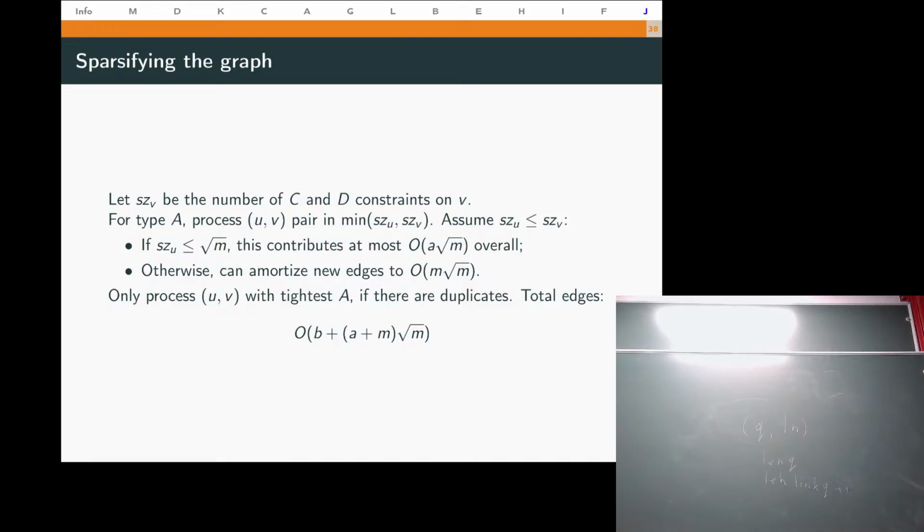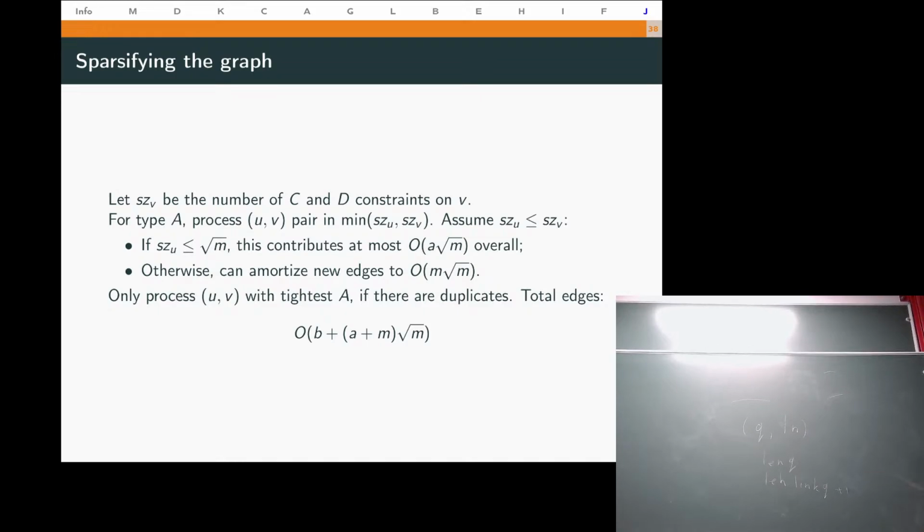So let's say that the sizes are defined for each vertex, and then we will always process the pairs in the side that is the minimum of them. So let's assume that U has the smaller size than V. Then if the size of U is already less or equal than the square root of M, that means that the total contribution of this kind of vertices to the final number of edges will be at most a square root of M, because there are only square root of M new edges for each of the constraints, and there are M constraints for this. So this is one case.